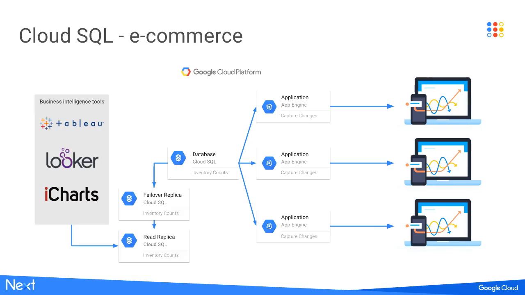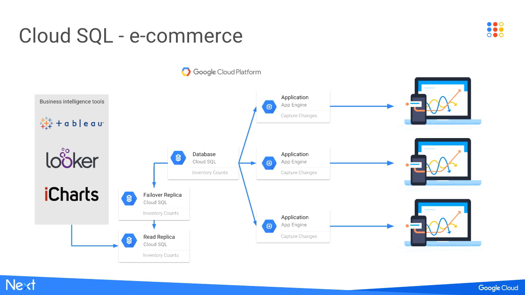So what is a common use case and a common architecture for Cloud SQL? One is e-commerce. In this particular scenario, you will have an e-commerce application. It might be running on App Engine. It might be running on Compute Engine. So this could be WordPress. It could be Drupal. You could be running Hybris. Any one of your various e-commerce solutions that requires a MySQL or Postgres database.